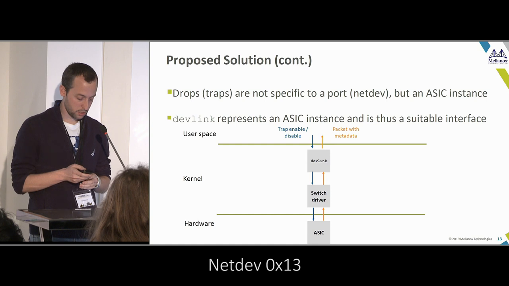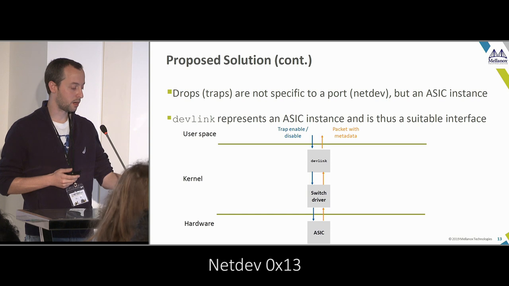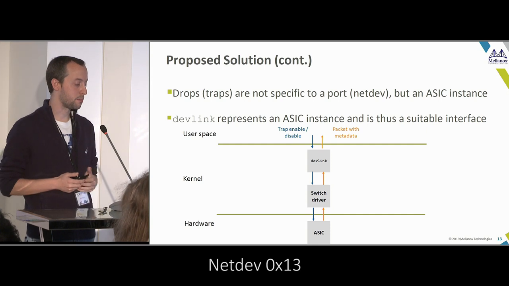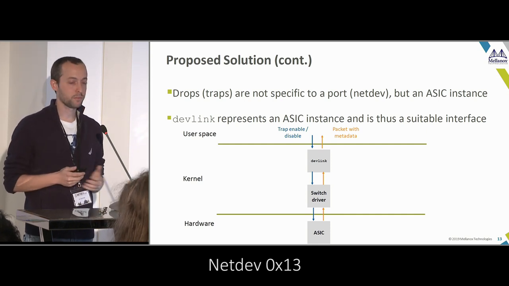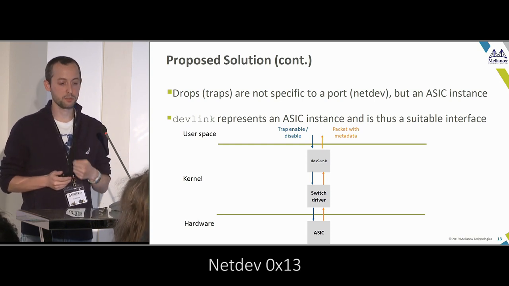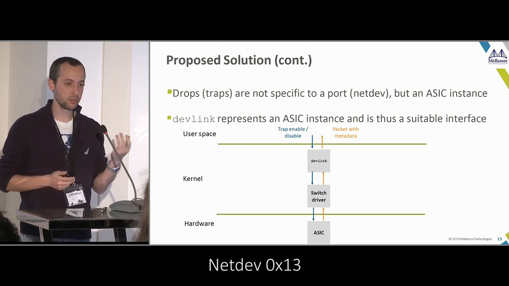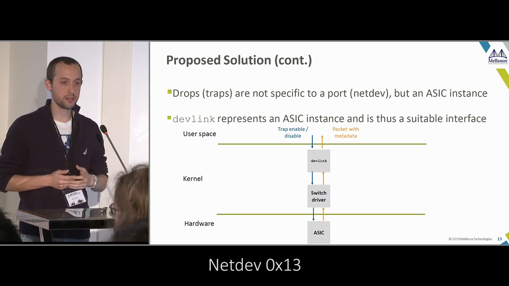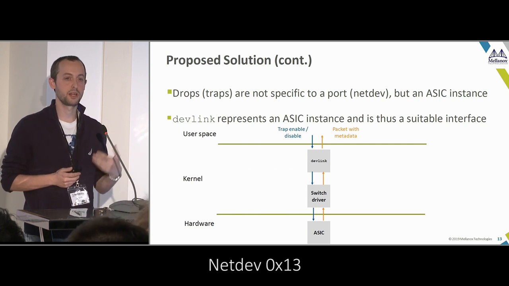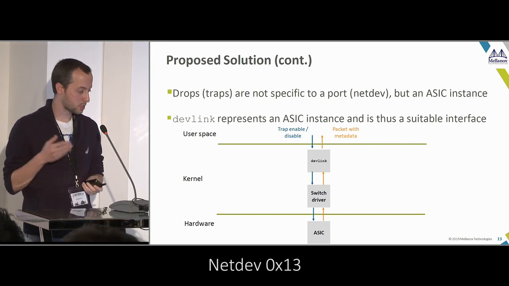is a good choice. And the way we envision this is that the packet will be dropped by the ASIC at the bottom, and sent across the PCI bus, or whatever bus you're using, to the CPU, to the kernel. The driver in the kernel will see, okay, I got this packet because it was dropped due to this reason, and it will generate a netlink message using devlink and send this packet to user space along with the relevant metadata, such as the drop reason, the ingress port, egress port, and so on.